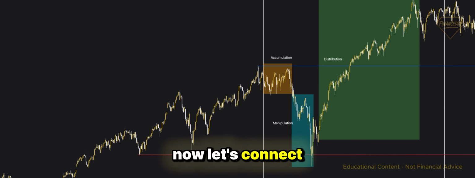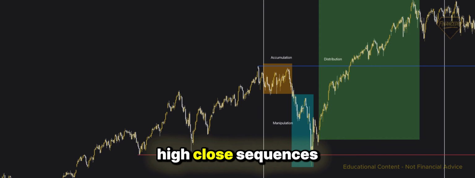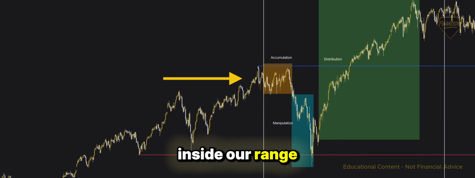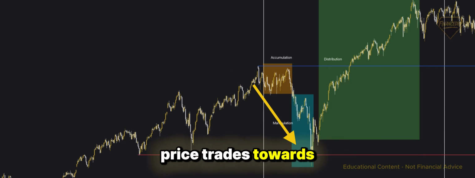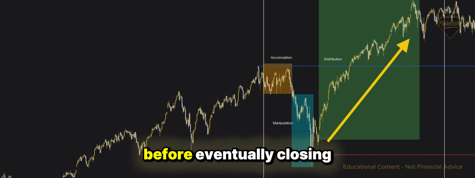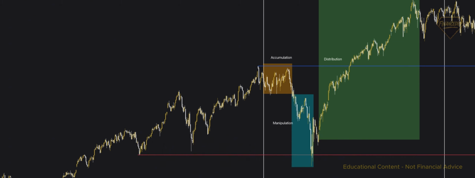Now let's connect this to what we learned in episode 1. Remember our open high low close and open low high close sequences? Let's say this entire movement happened inside one larger candle. We open somewhere inside our range, price trades towards one side, it reverses and expands toward the other side before eventually closing. What would that larger candle show us? Open, low, high, close, or the other way around.